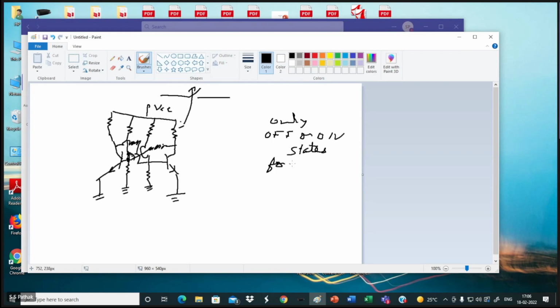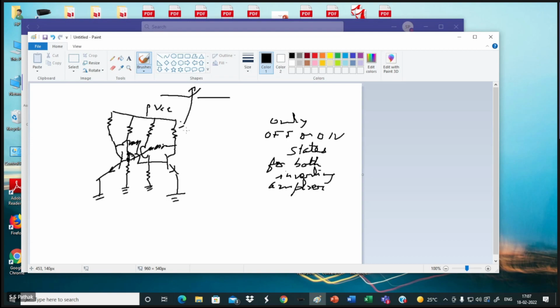For both inverting amplifiers, the active region is not there. So it is not remaining in the active region. It is going either on or off. So now what is this?